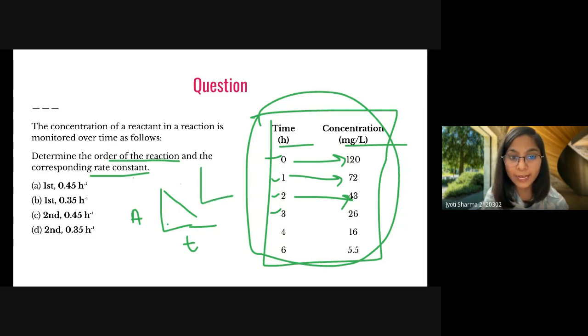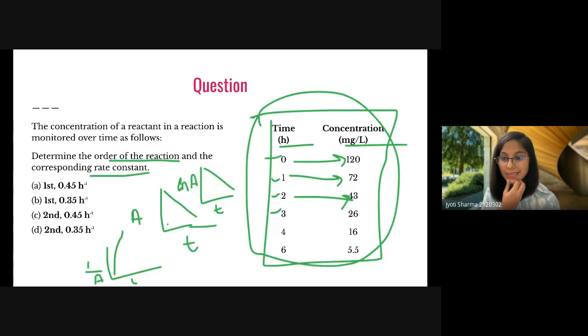If we take the natural log of this concentration A, and then we get a straight line, then we will say that this is the first order reaction. But if our plot is 1 upon A versus T, and this gives us the straight line, then we will say that this is the second order reaction.